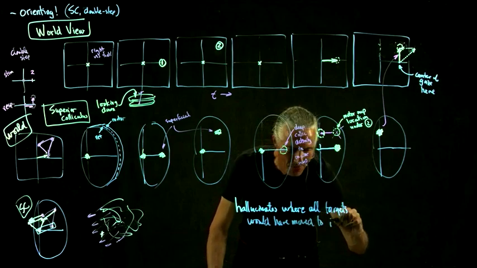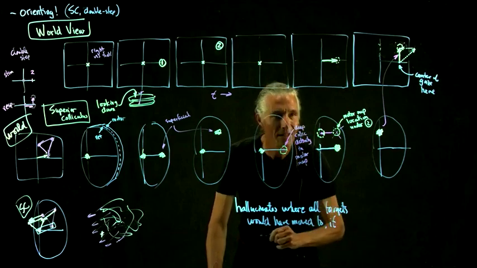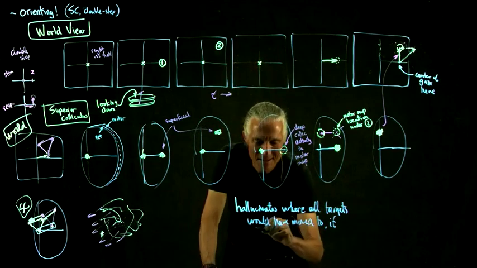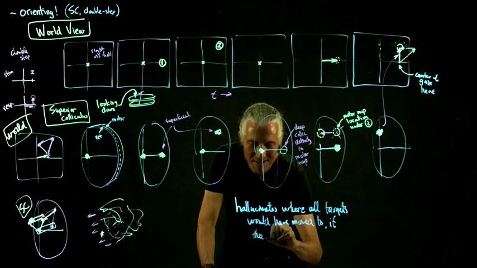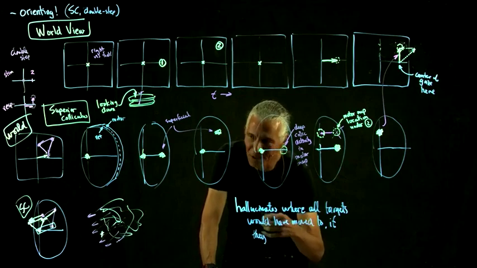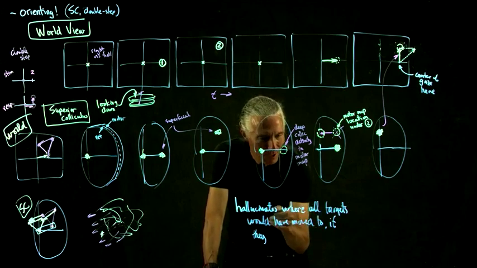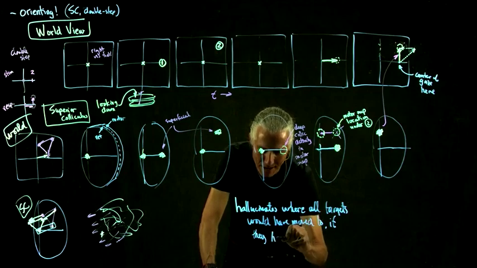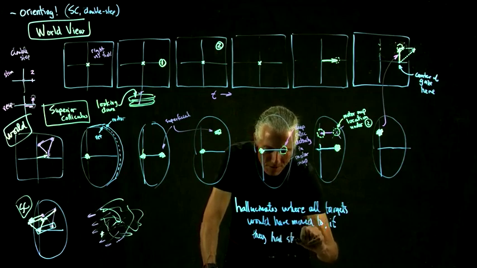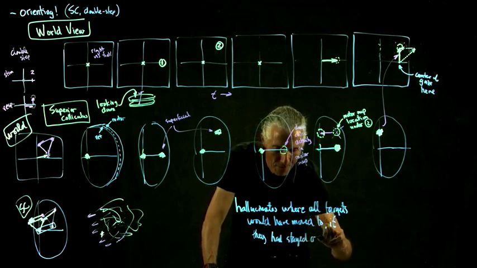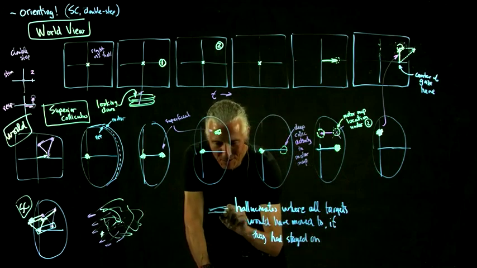Is this part of the brain making up what your eye doesn't necessarily concentrate on? Yes, exactly. It's kind of like a map of salient things. So it hallucinates where all the targets would have moved to if they had stayed on. So they got turned off. So this is what the colliculus does.